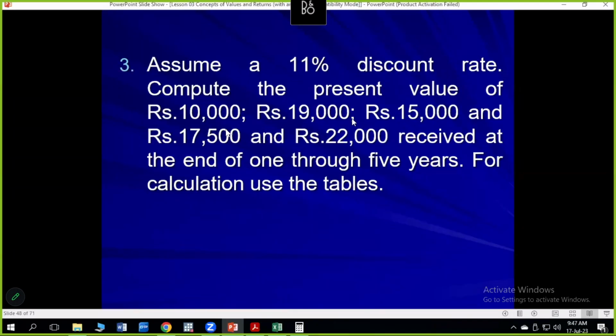Then the next problem you can see. Take down this one. Assume an 11% discount rate. Compute the present value of the series: 10,000, 90,000, 15,000, 17,500, and 22,000 received at the end of 1 year through 5 years. For calculation, use the table. Very specifically, it's instructed.